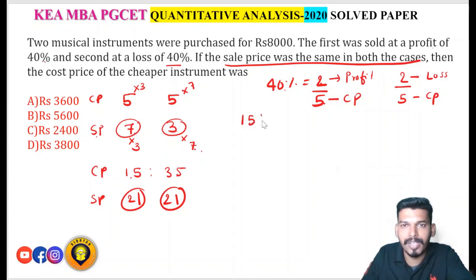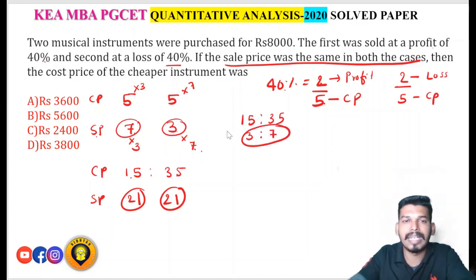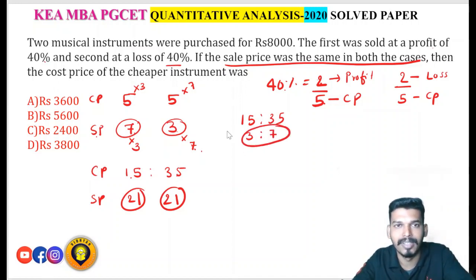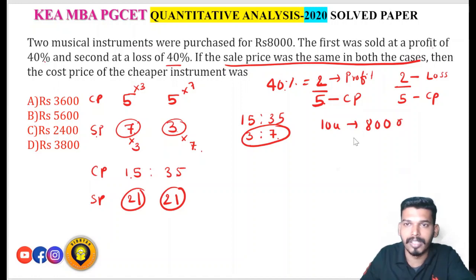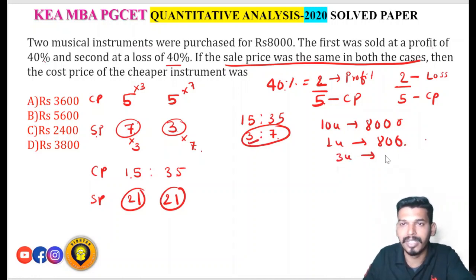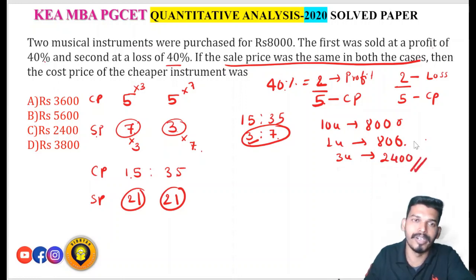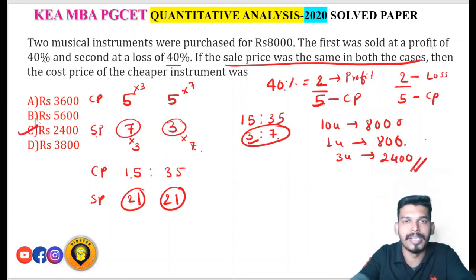So 15 is to 35 andre what is the ratio? 5 3 is a 15, 5 7 is a 35. 3 is to 7 ratio dali ide anta artha. Okay, the cost price is in the ratio 3 is to 7. Two musical instruments were purchased for 8,000. Andre 3 plus 7, 10 unit value is how much? 8,000. Agidre 1 unit value is 800. So what is the cost price of cheaper instrument? That is 3 unit. So 3 unit value in agatha 800 into 3, which is 2,400 rupees. So 2,400 is the answer.